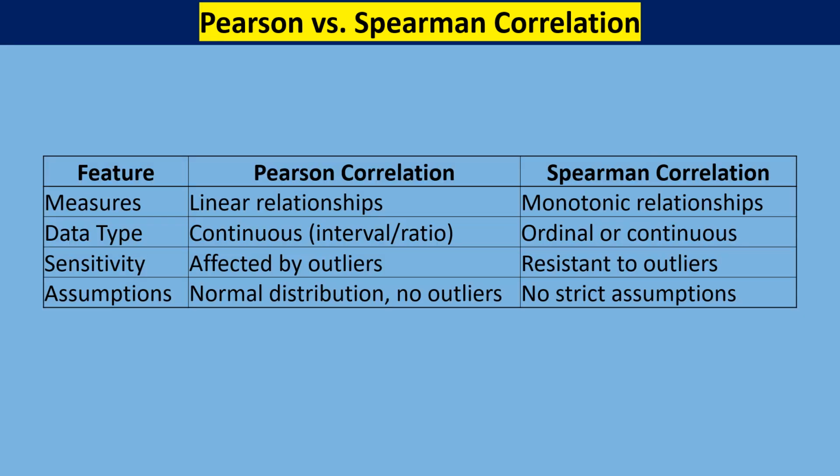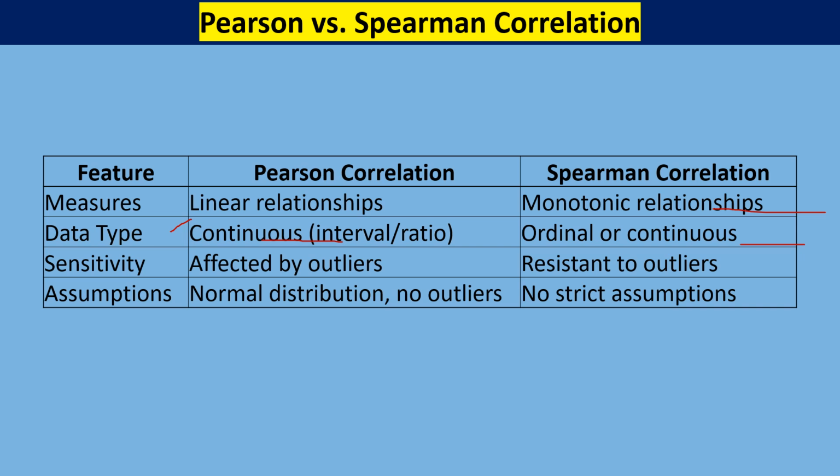So, Pearson versus Spearman correlation. Pearson measures the strength and direction of the linear relationship between two variables. Spearman measures the strength and direction of monotonic relationships, meaning one variable increases as the other increases, but not necessarily at a constant rate. Then the data type: Pearson requires continuous variables like height, weight, temperature, while Spearman can be used for ordinal data like ranking, satisfaction level, or continuous data.